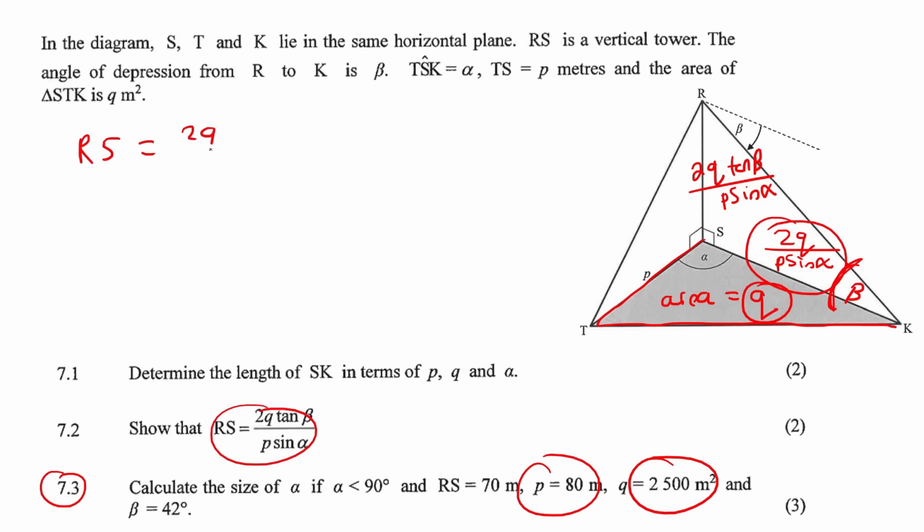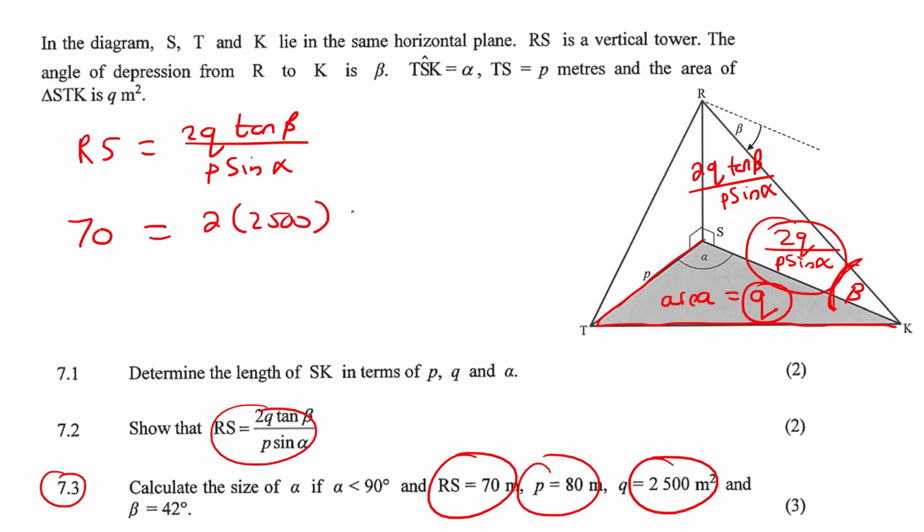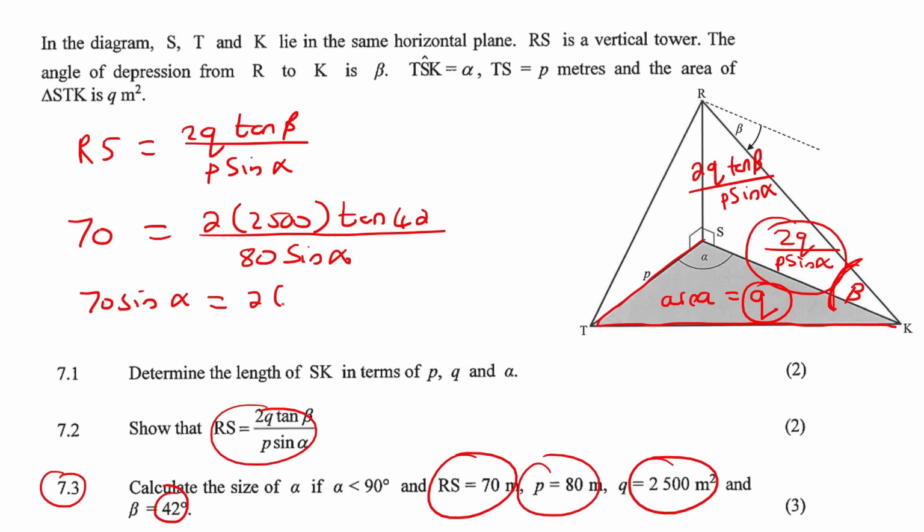RS equals 2Q tan beta over P sin of alpha. So RS, where are you? Oh, here. RS is 70. This will work. Now Q is 2,500 times the tan of beta, which they said is 42 degrees. P is 80, and then sin alpha. So just multiply the sin alpha up to the other side. Then the rest just stays as it is. We can divide by 70, so that'll end up going to the bottom here.